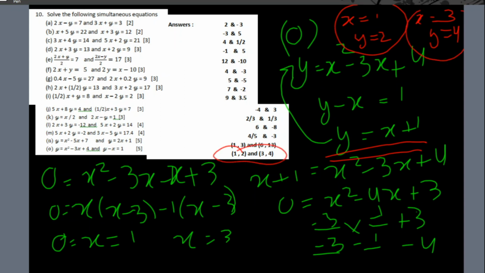Alright, thank God we're done with this worksheet. It only took me 3 hours to make.